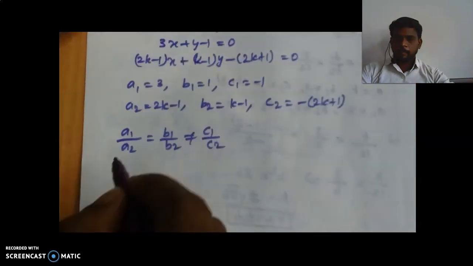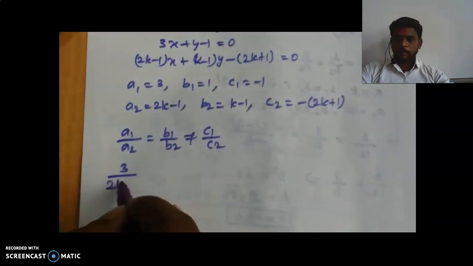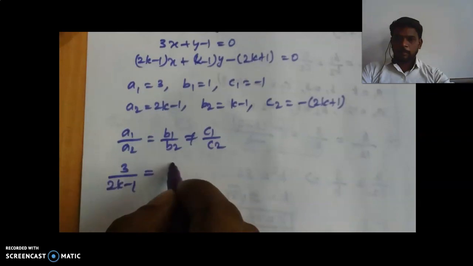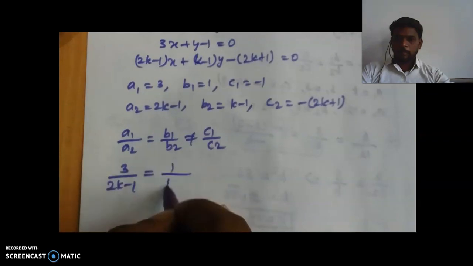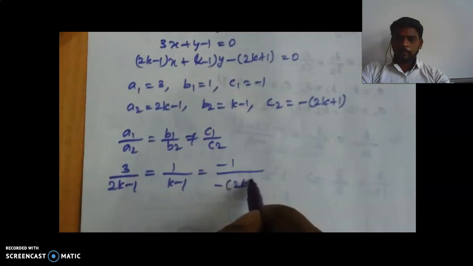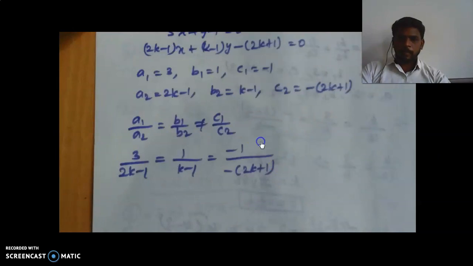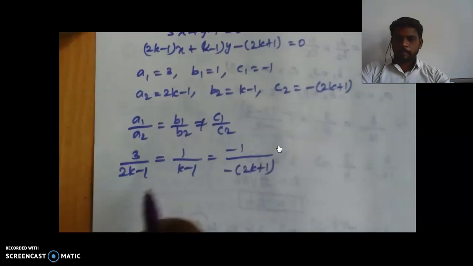Right? Now substitute here. So instead of a1, 3 by 2k minus 1 equal to 1 by k minus 1 equal to minus 1 by minus of 2k plus 1. Right? Now all the ratios are equal. So here the not equal symbol only will come. Okay, just correct it, not equal symbol. So we have to equate any two. Right? So take the first two.